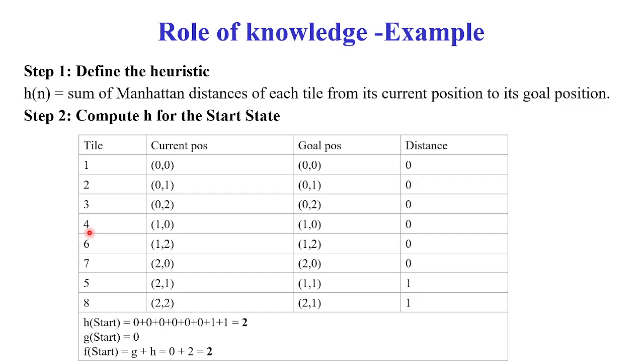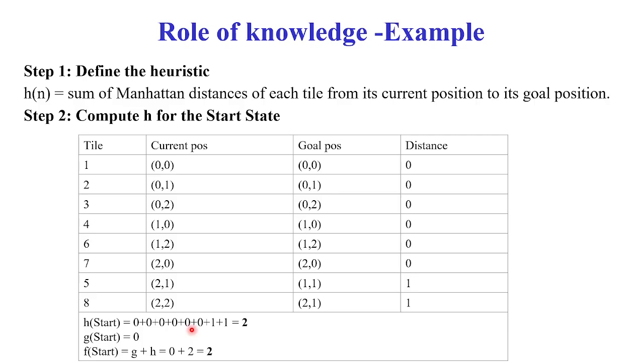Similarly, if you take tile 4, it's at row 1, column 0. Here also it's row 1, column 0. When you take tile 6, it's at row 1, column 2. Here also it's row 1, column 2. If you take tile 7, it's at row 2, column 0. In goal also it is row 2, column 0. So you don't have to calculate any distances here. Now we have to bother about only the two tiles that are misplaced. So you'll add 0 plus 0 plus 0 plus 0 plus 0 plus 0.